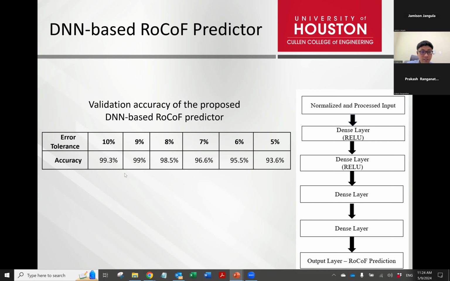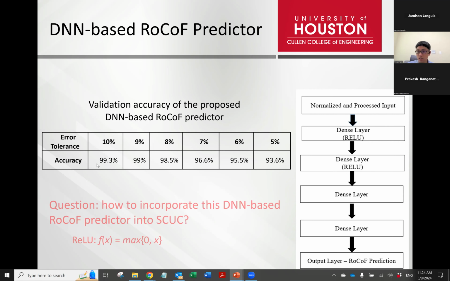This is the prediction accuracy performance on a different data set. So if we allow 5% error tolerance, we can achieve a prediction accuracy of 93.6%. If we allow 10% error tolerance, then the accuracy is almost 100%. So this model has very high prediction performance. But because we are power system engineers, we also want to see when we apply this machine learning model along with the day ahead energy scheduling model, how it performs in a physical power system setting.